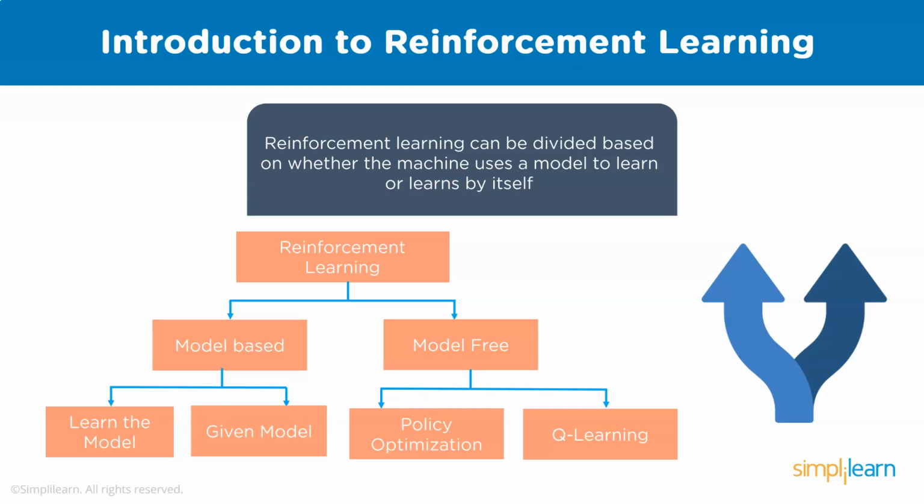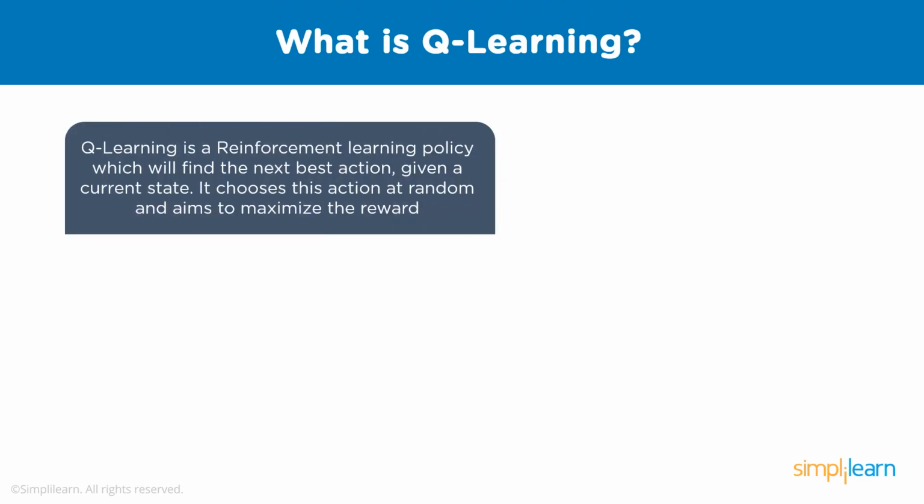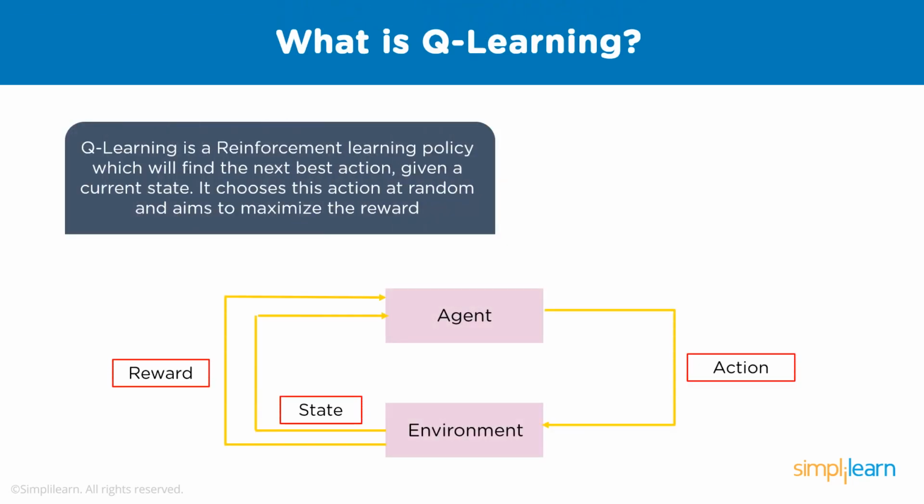And so we talk about model free. You have your policy optimization and your Q learning. And this is the cool thing about Q Learning: it's very powerful on certain things, making it very quick and easy to do reinforcement learning. So what is Q Learning? Q Learning is a reinforcement learning policy which will find the next best action given a current state. It chooses this action at random and aims to maximize the reward.